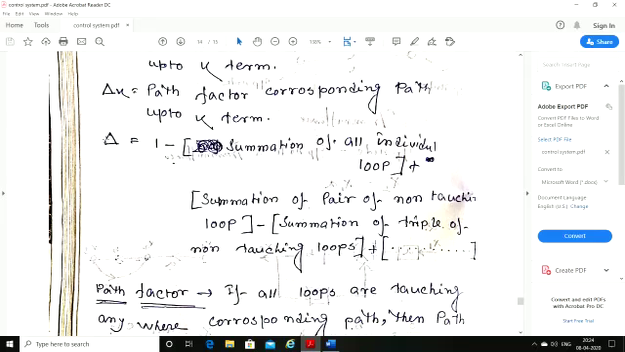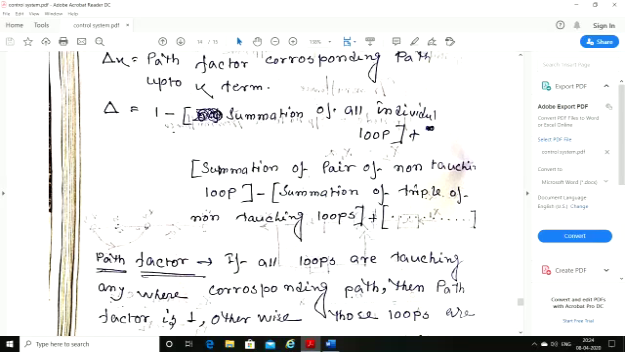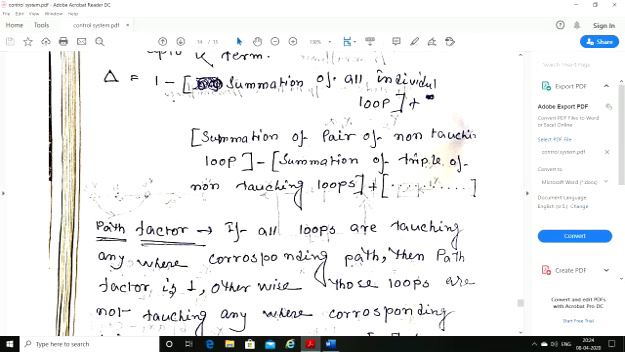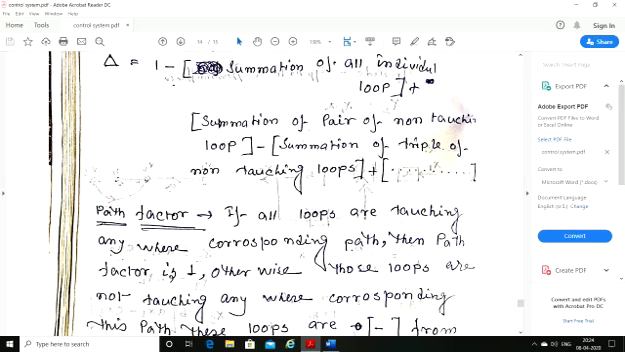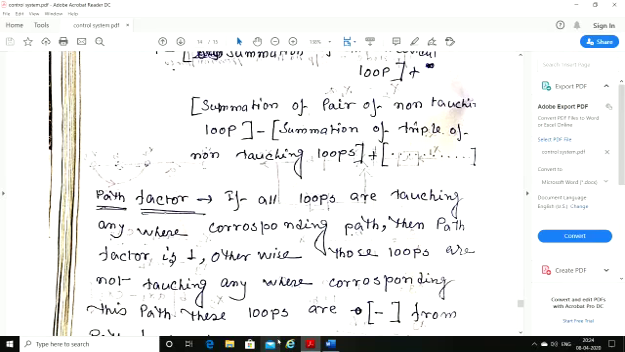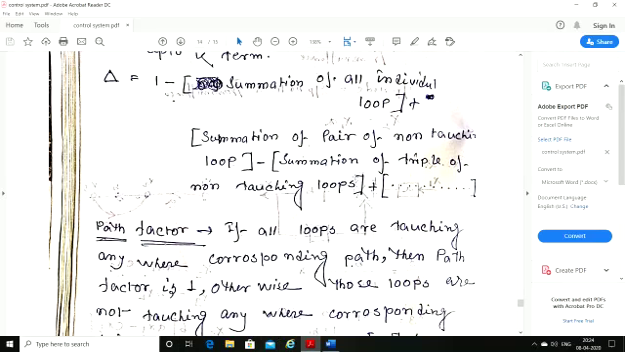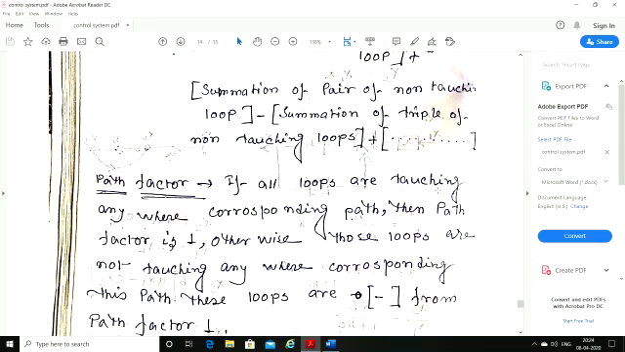Okay, so we can say that 1 minus summation of all individual loops plus summation of pair of non-touching loops, minus summation of triple of non-touching loops. Okay, those loops are non-touching to one another. These are non-touching loops. So we can say summation of pair of non-touching loops minus summation of triple of non-touching loops plus dot dot dot.